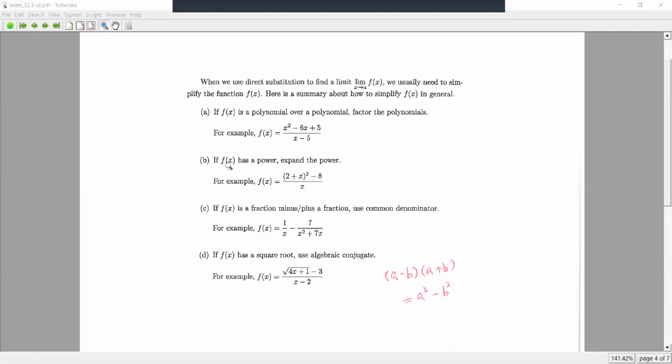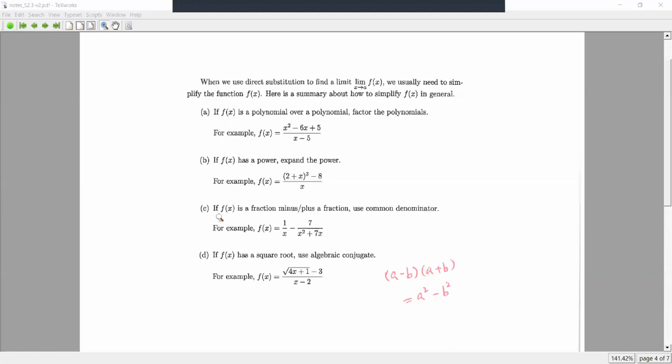Case 2, when a function has a power, this is one example. The function has a power. In this case, expand the power. Then you will see some cancellations.